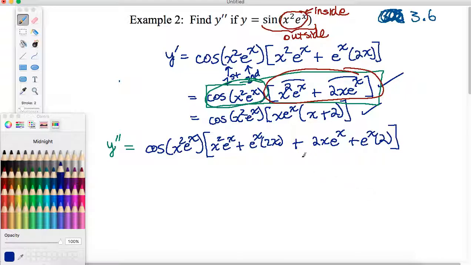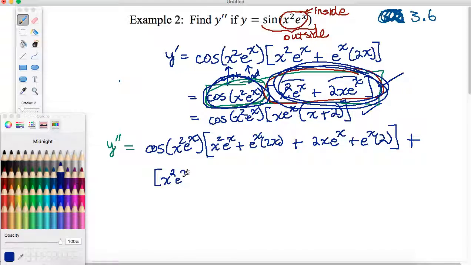So what I've done so far is I've done first times the derivative of the second, right? Now I've got to do the second, which is this sum of these two functions, times the derivative of the first. So I'm going to do plus, and then the second function, which I'm just going to copy down, x squared e to the x, plus 2x e to the x.